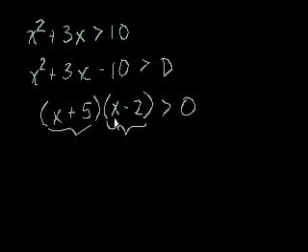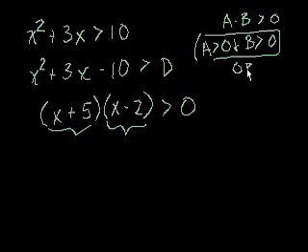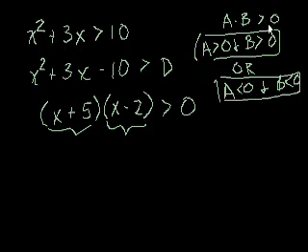I know this might be a little confusing, but just think of it this way. If I told you that a times b is greater than 0, we know that either a is greater than 0 and b is greater than 0, which just means that they're both positive, or a is less than 0 and b is less than 0, which means that they're both negative. All we know is that they both have to be the same sign in order for their product to be greater than 0. And we just do the same thing here.